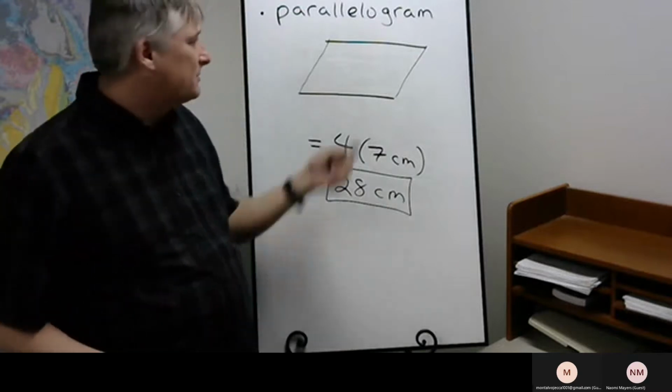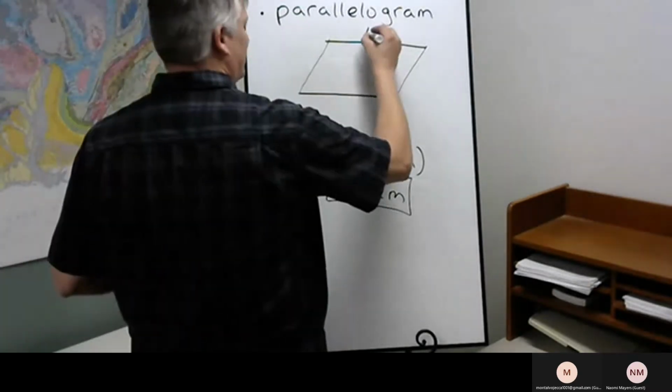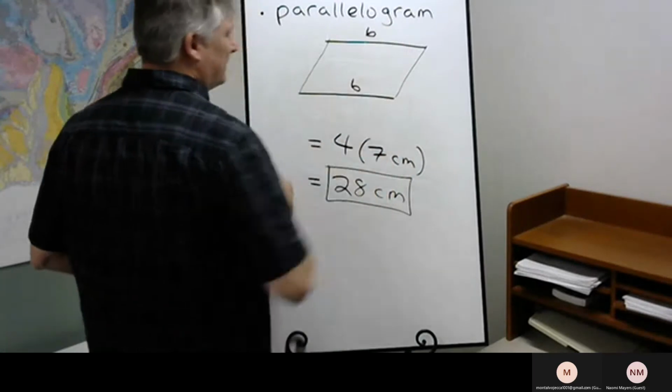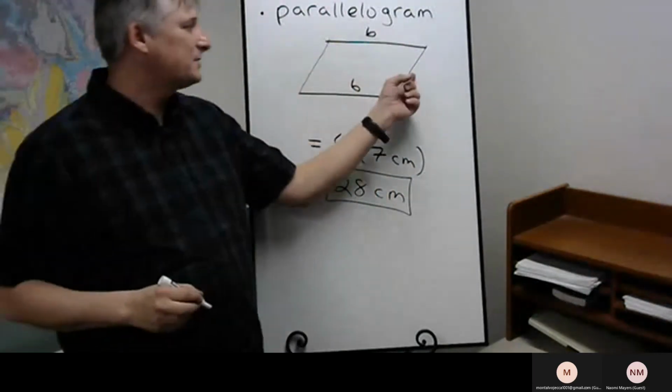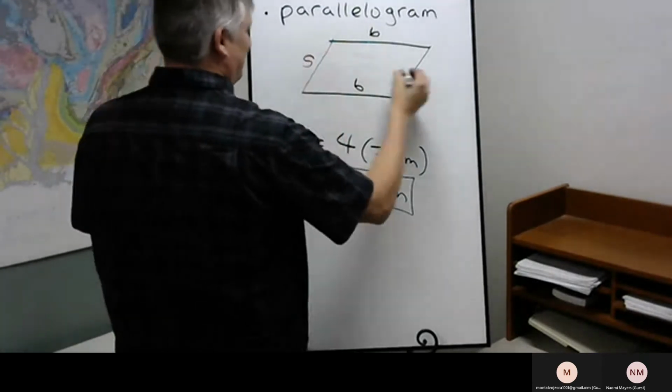Now what's going to happen is that means this side and this side will be the same length. So let's call it B. And then this side and this side will also be the same length. Call it S.